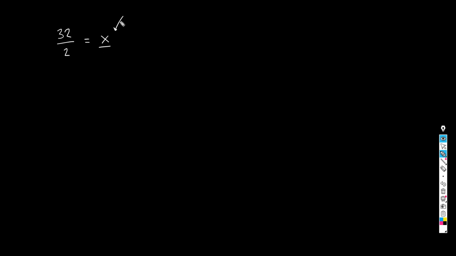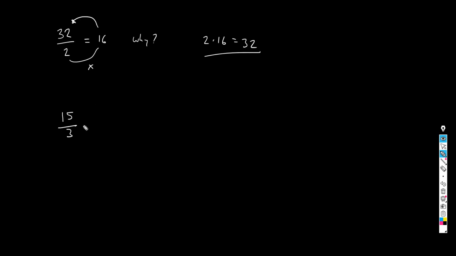You see, it's the reverse. It's kind of like the reverse operation to multiplication. I mean, in fact, it is. So that's why we know that that number x should be 16, right? Why? Because we know that 2 times 16 will give me 32. Okay? Another example. Let's talk about 15 over 3.